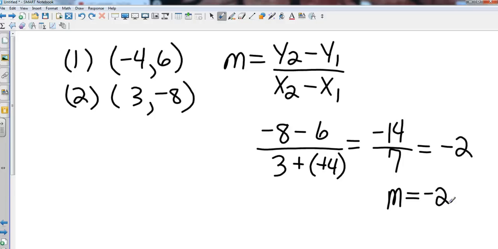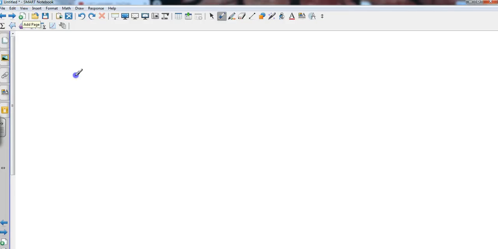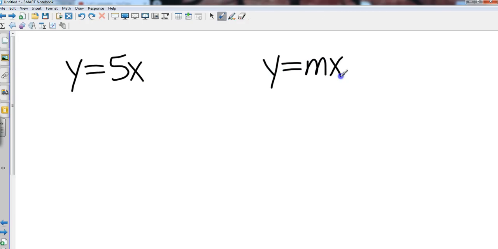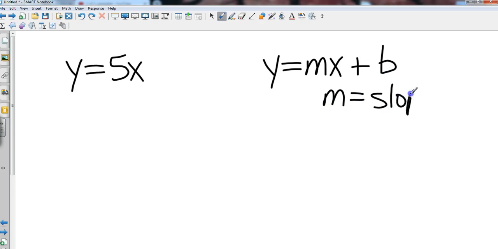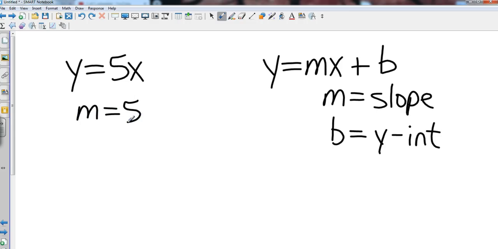Just to finish it off, if I gave you something like this and I asked you to tell me what the slope was and the y-intercept is, remember, that's y equals mx plus b. M is the slope. B is the y-intercept. In this case, pretty easy. The number out in front of the x is the 5. So my slope is 5. But there's not a value after it. So I could put a plus 0 there. It doesn't change. But that tells me that my y-intercept is 0.